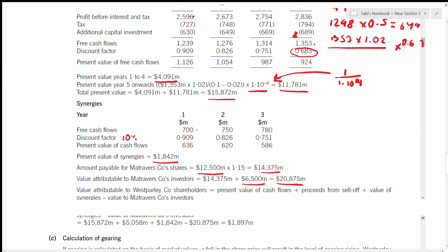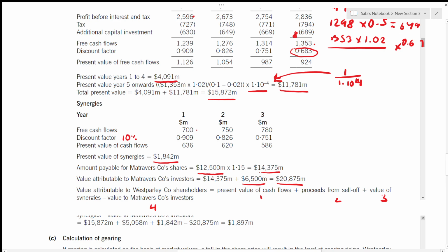Now, just see what is the value attributed to the Westpale company shareholders, right? It is number 1, number 2, number 3, and number 4.